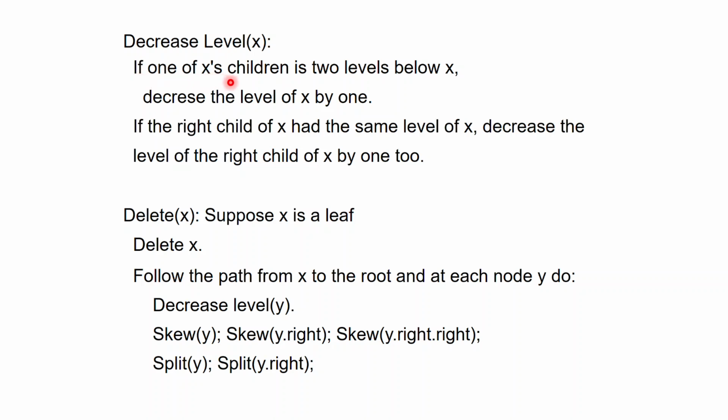If x has a child which is 2 levels below x, that's not allowed. So we're going to decrease the level of x by 1. And if it happens that the right child of x also had the same level as x, then we're also going to decrease the level of that right child by 1. So it's a case in which you have to bring down nodes. You do it if there is too big of a jump between a node and its child, and if this node happens to have a right child with the same level, then you also bring that down.